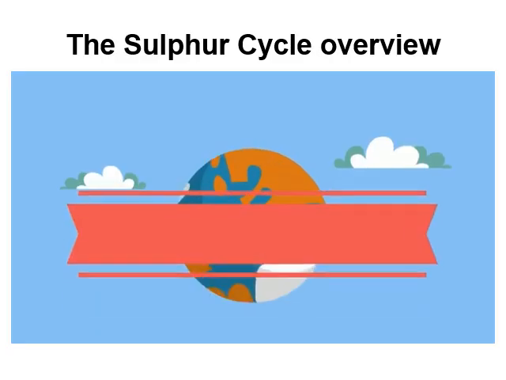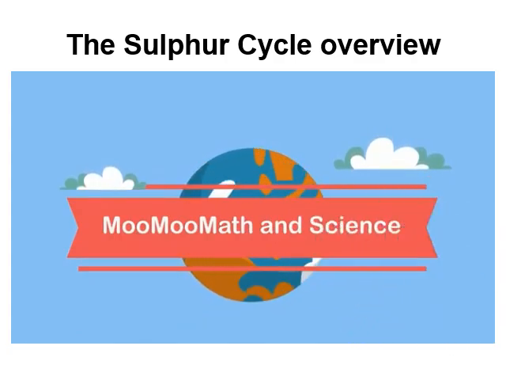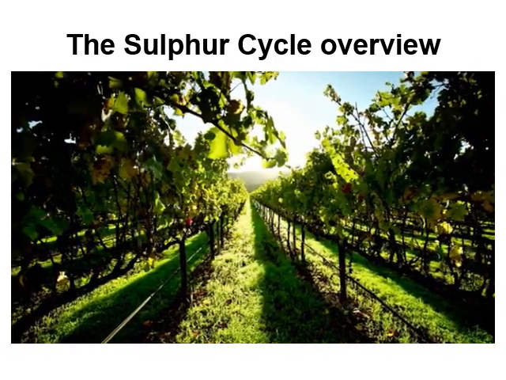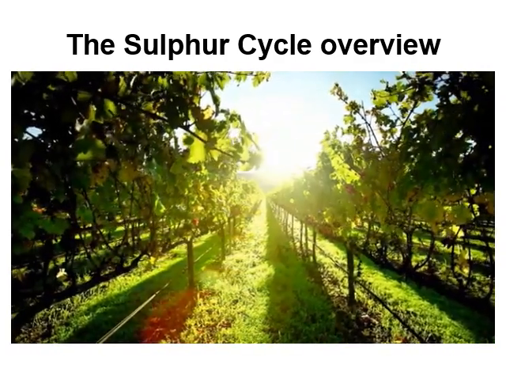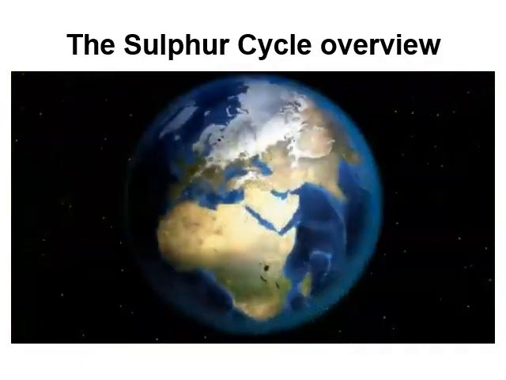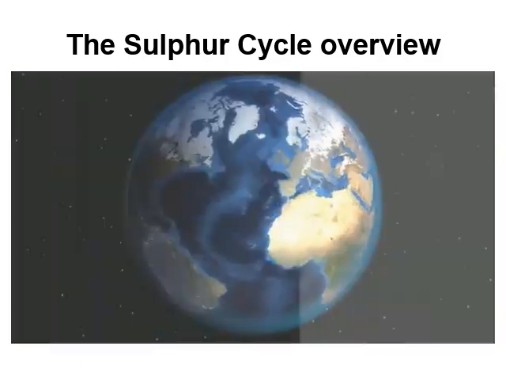Okay, so let's watch. Welcome to Moo Moo Math and Science and the Sulfur Cycle. All living things require sulfur in order to make protein. Let's take a look at how sulfur cycles itself around the Earth.